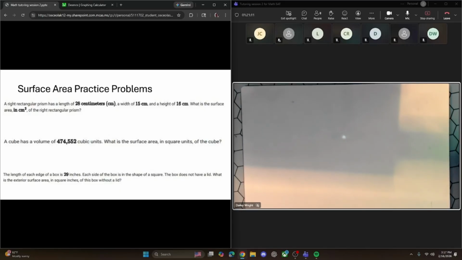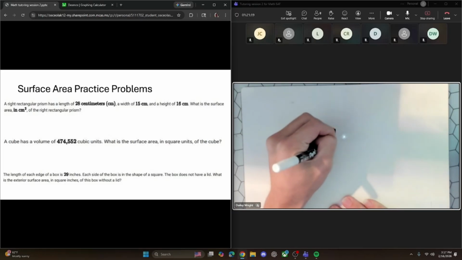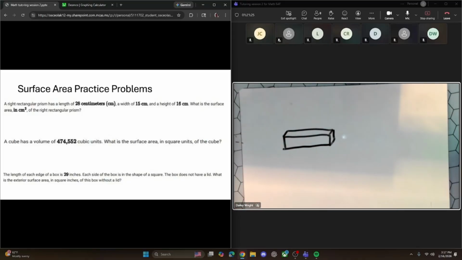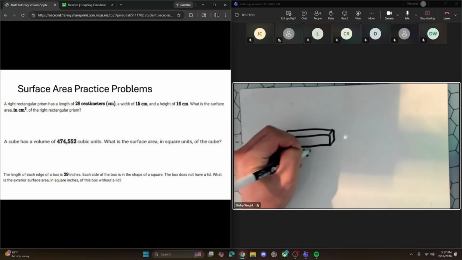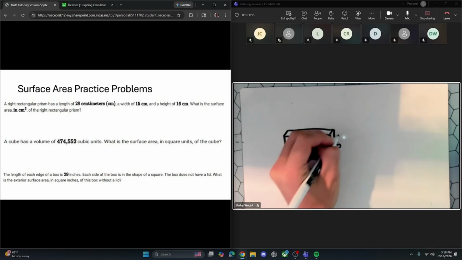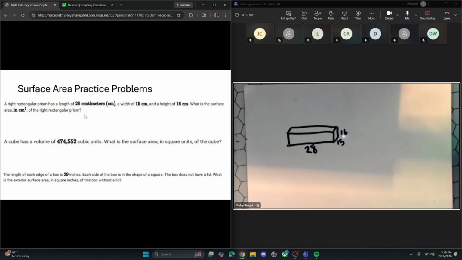So a right rectangular prism, I like to draw out my right rectangular prisms. That just means the rectangular prism has all right angles. It has a length of 28 centimeters, a width of 15, and a height of 16. It wants you to find the surface area of the right rectangular prism. So surface area is the area of each side of the right rectangular prism put together.